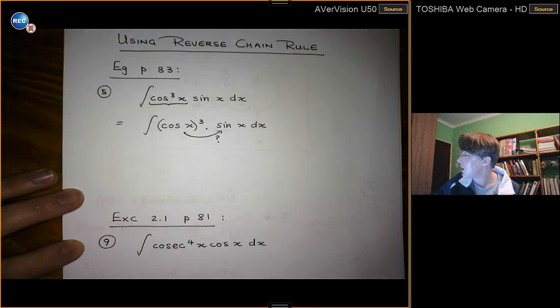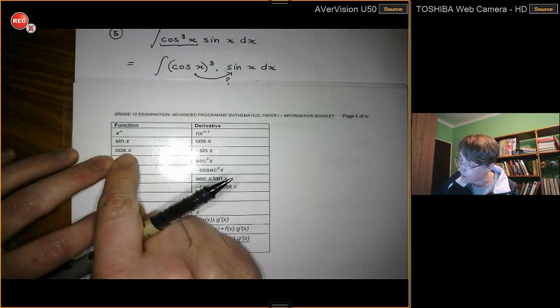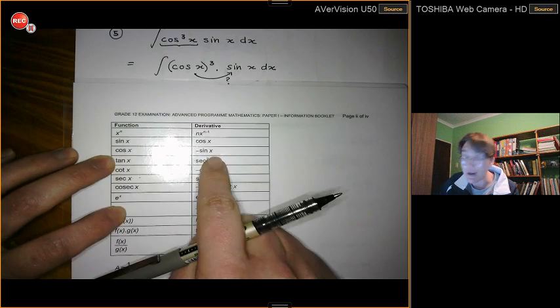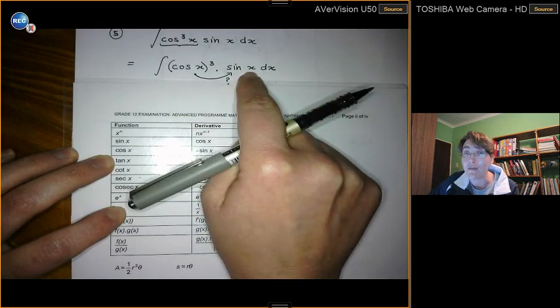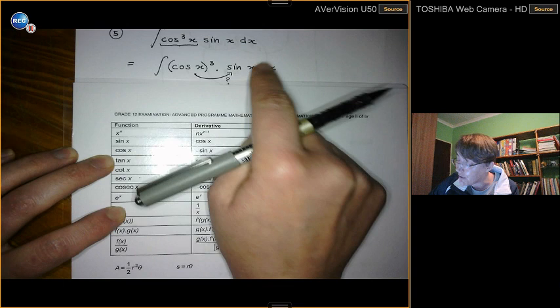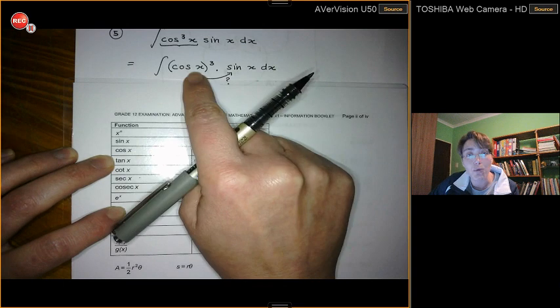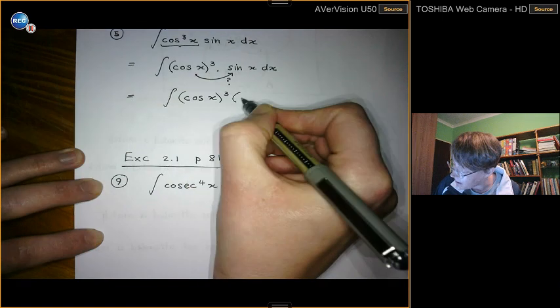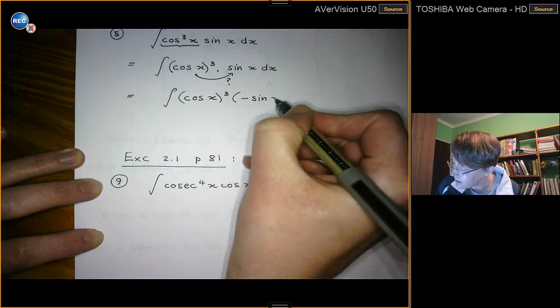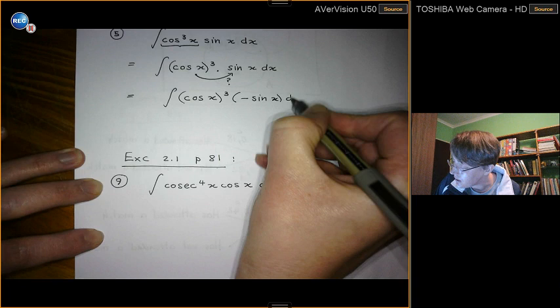And then if I take my table of derivatives, I can spot it here quite easily. The derivative of cos of x is minus sine of x. So this currently isn't exactly going to be my derivative, but I can fix it. I can fix it by making that sine of x into minus sine of x, which is the derivative of the inside function. So let's fix that. So I will say it's cos of x to the power of 3 multiplied by minus sine of x dx, so that this is now the derivative of the inside function, but obviously if I put a minus there, I need to put a minus over there.